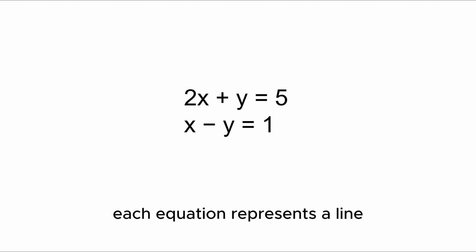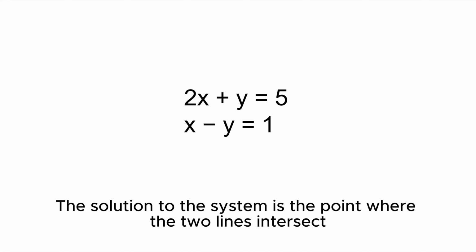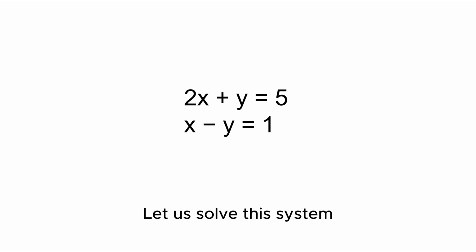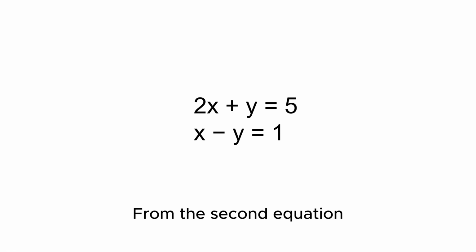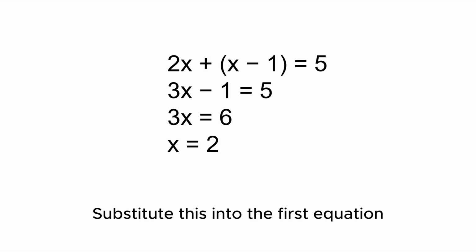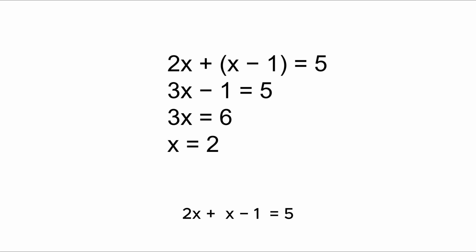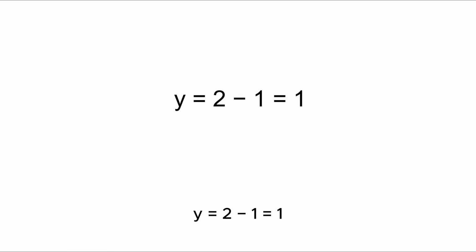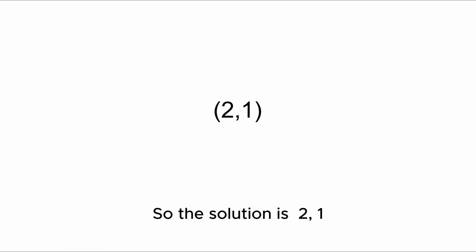Geometrically, each equation represents a line. The solution to the system is the point where the two lines intersect. Let us solve this system. From the second equation, x minus y equals 1, we can solve for y. y equals x minus 1. Substitute this into the first equation. 2x plus x minus 1 equals 5, 3x minus 1 equals 5. 3x equals 6, x equals 2, then y equals 2 minus 1 equals 1. So the solution is (2, 1).